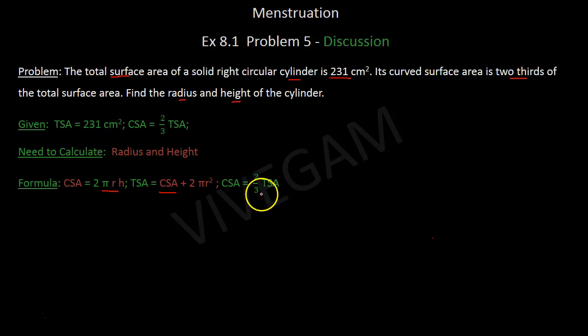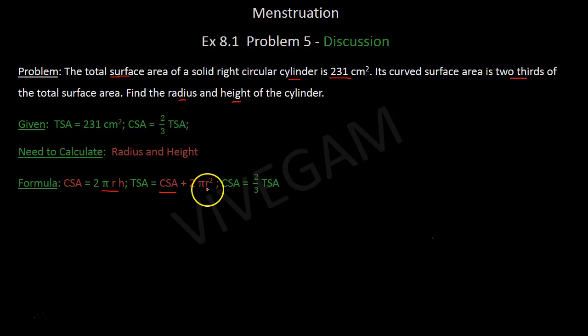But come to this formula, CSA is equal to 2/3 TSA. This can be worked out because TSA is known. So TSA is given as 231. So which means 2/3 of 231 is CSA. Okay. So once we know CSA, you come into this equation. TSA is already given 231. CSA we have calculated here.